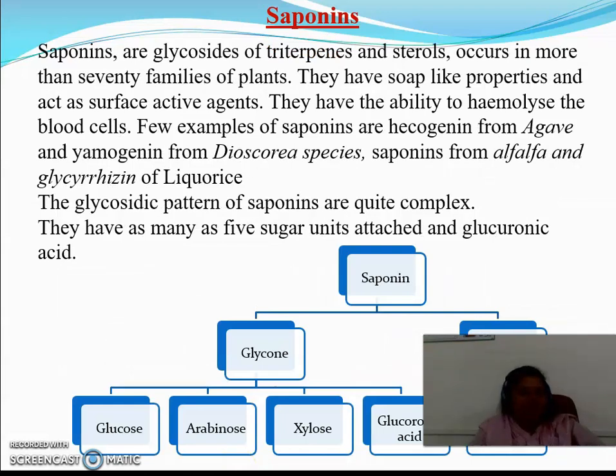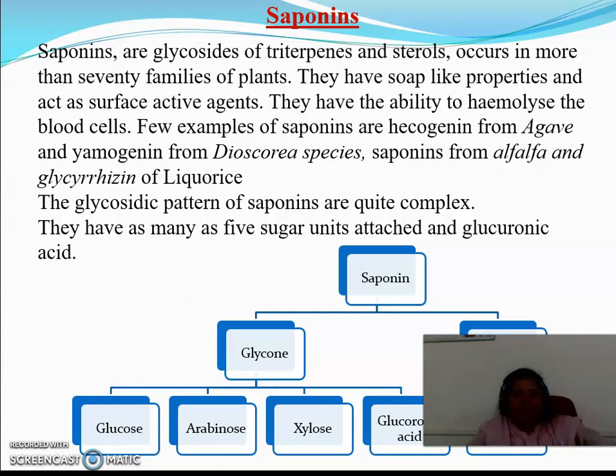Now let's see what is saponin. Saponins are the glycosides of triterpenes and sterols. They occur in more than 70 families of plants. They have soap-like properties and act as surface active agents. They have an ability to hemolyze the blood cells. Some examples of saponins are hecogenin from agave, yamogenin from Dioscorea, saponins of alfalfa and glycyrrhizin of licorice.